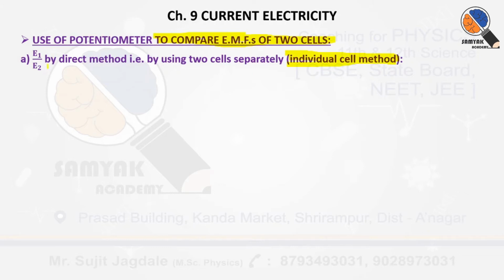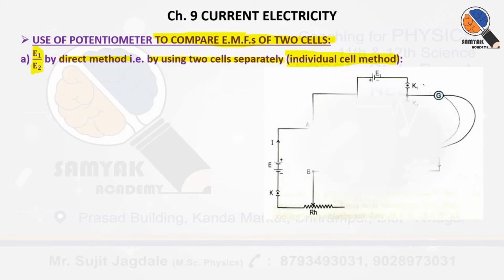So here we are going to compare two EMFs E1 and E2. So to compare we are able to calculate the ratio. So that is the easiest way to compare two EMFs. So by taking the ratio E1 upon E2 by direct method, that is by using two cells separately, that is going to be the first method.